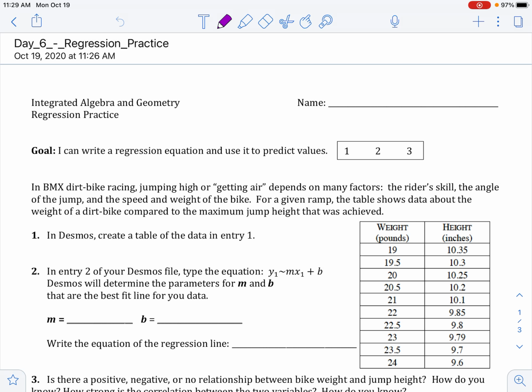Right, so today we're going to do some regression practice. Our goal for today is: I can write a regression equation and use it to predict values. Go ahead and rate yourself with a 1, 2, or 3.